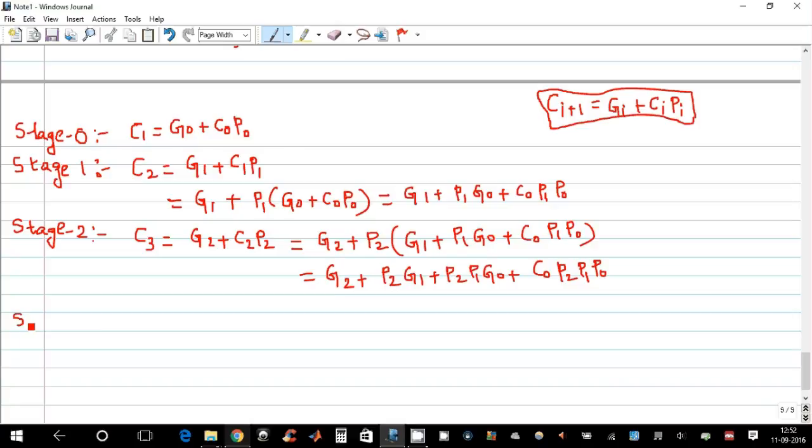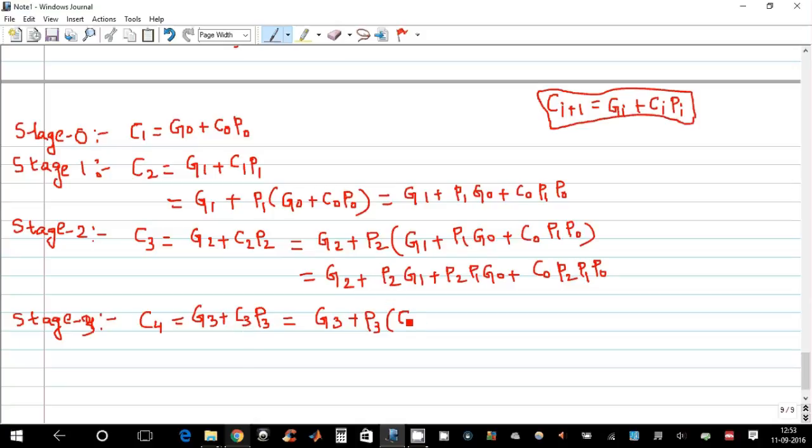Similarly for the last stage, that is stage 3, this will generate a carry out of C4, that is equal to G3 plus C3 P3, that is equal to G3 plus P3 into C3. Since we should not depend on the carry from stage 2, stage 1 or stage 0, we should make C3 independent of C2 and C1. So what we are doing is that we just replace this C3 with this expression.